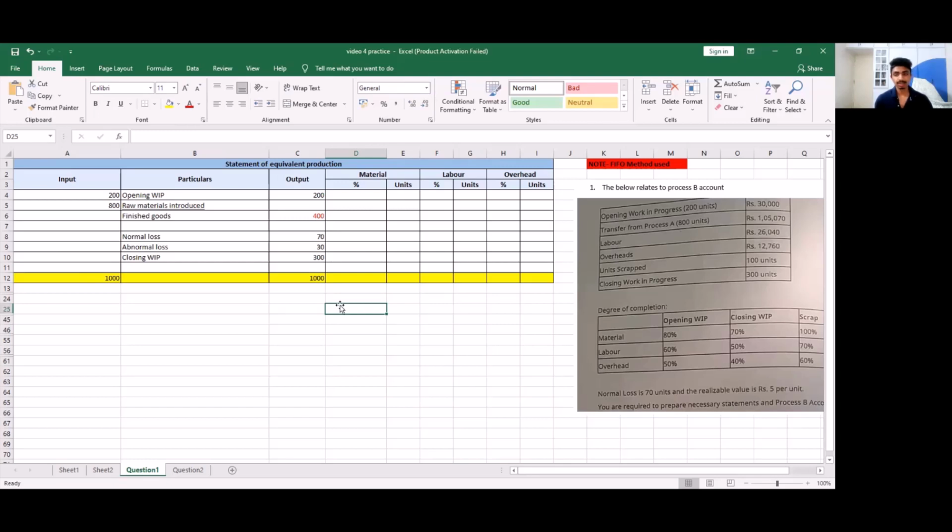Next, let us take a look at what to do with degree of completion. So we have been given degree of completion for opening work in progress, closing work in progress, and scrap. Let's first look at opening work in progress. Now, when we spoke about the opening work in progress example, we said 3 out of 4 buttons have been attached last year. So this means 75% of the work is completed on that shirt.